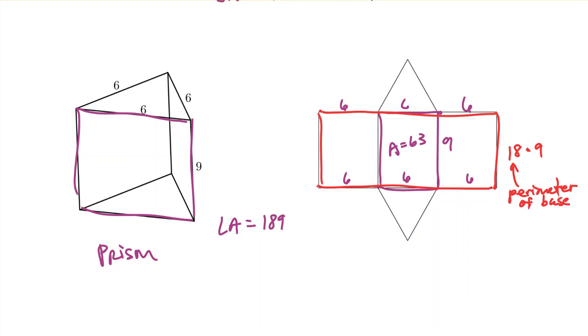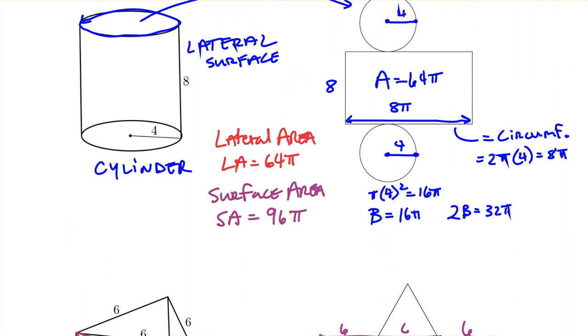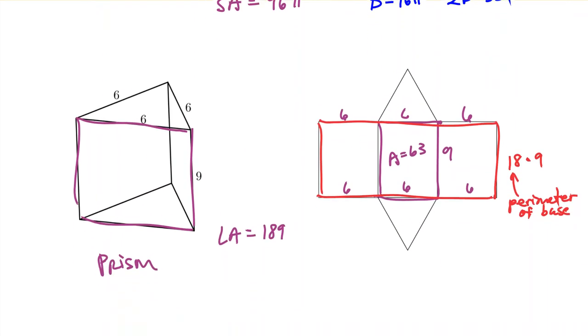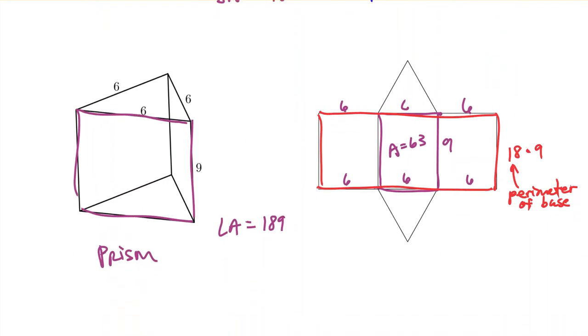Much like in our cylinder problem, our rectangle had a width that we called the circumference of the base, circumference just being the word for the perimeter of a circle. So a shortcut formula then can be to take the perimeter of the base and multiply it by the height of the prism, and that gets you your lateral area.